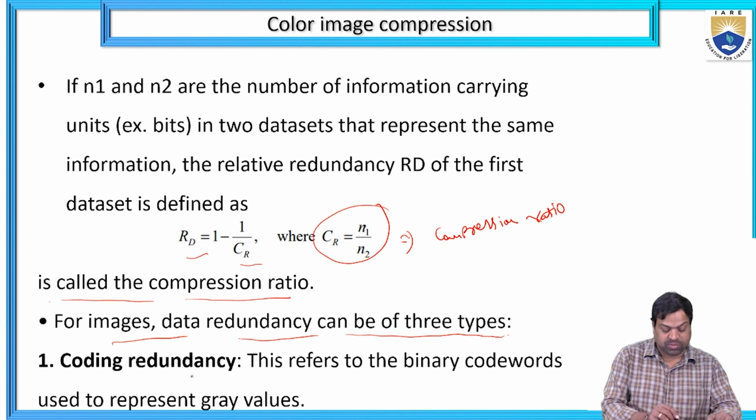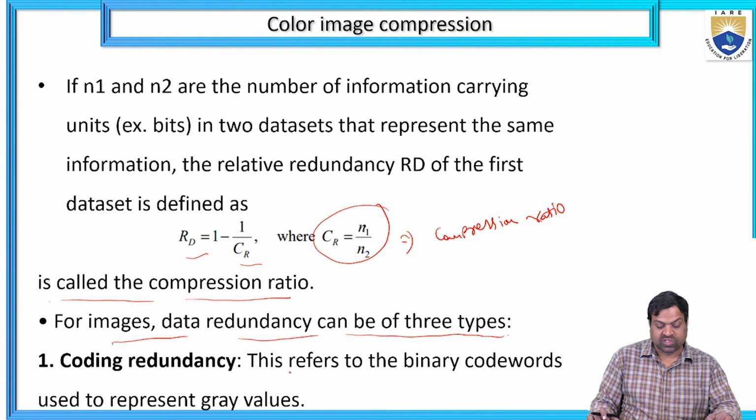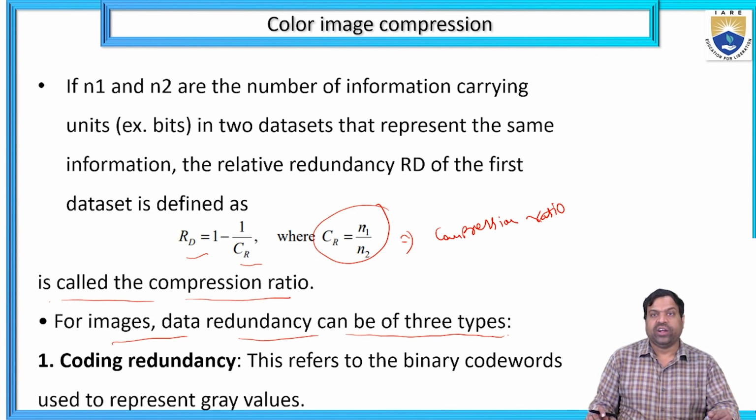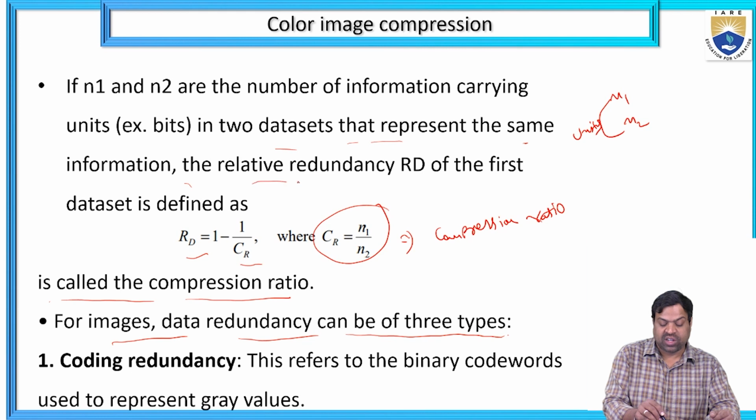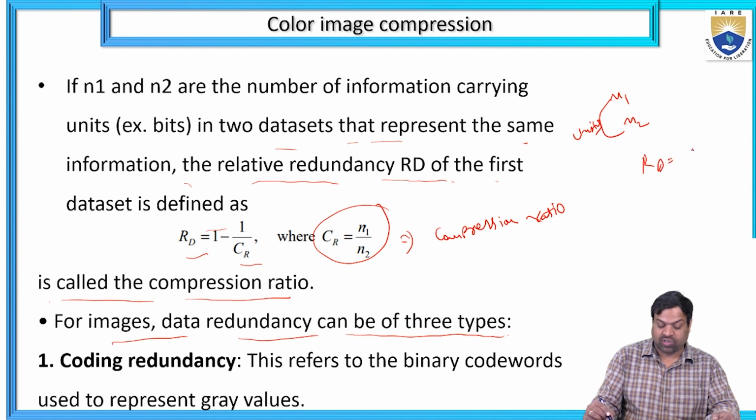What are the three types? The first one is coding redundancy. We will discuss each one by one. If N1 and N2 are the number of information carrying units in two datasets that represent the same information, the relative redundancy RD of the first dataset is defined as RD equal to 1 minus 1 by CR. What is CR here? CR equal to N1 by N2.